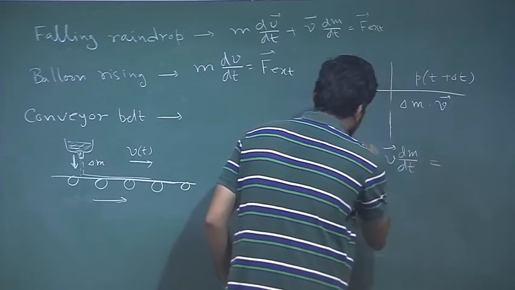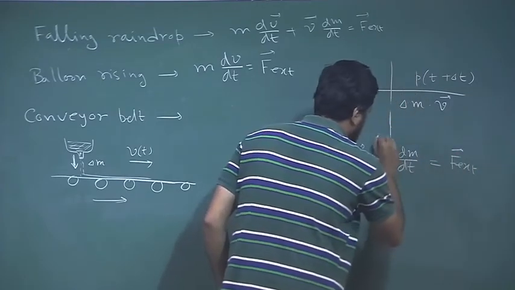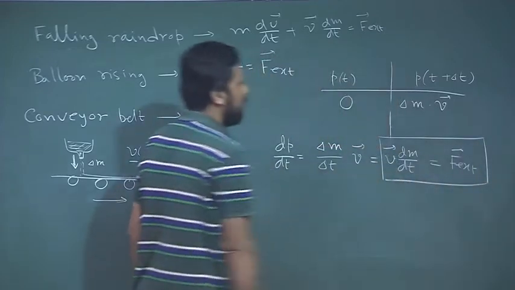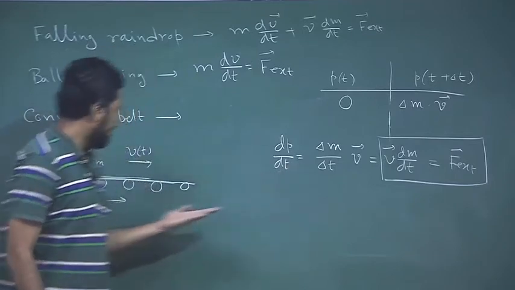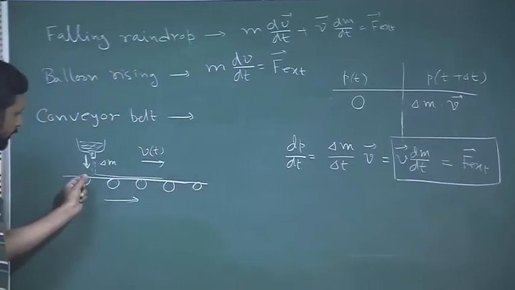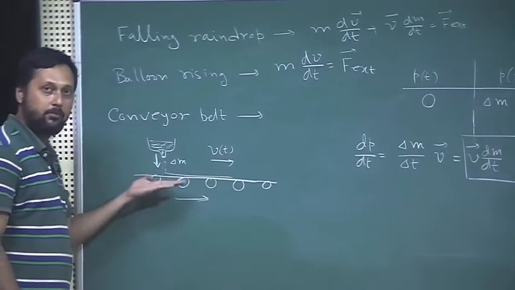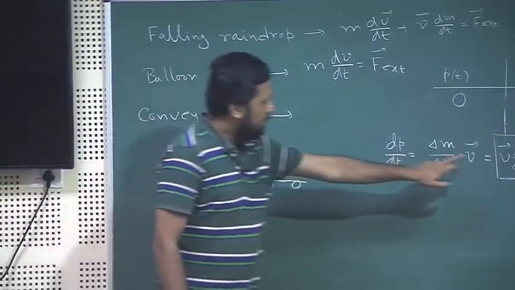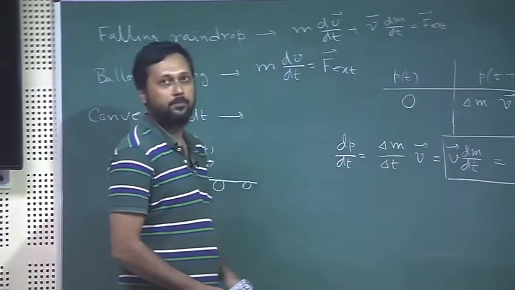which will be f external. So, we see that the equation of sand falling on a conveyor belt and moving along the conveyor belt after falling is f external equal to v times dm/dt.